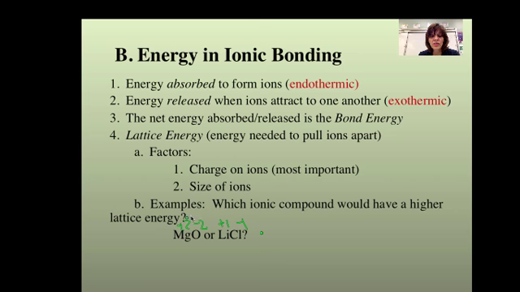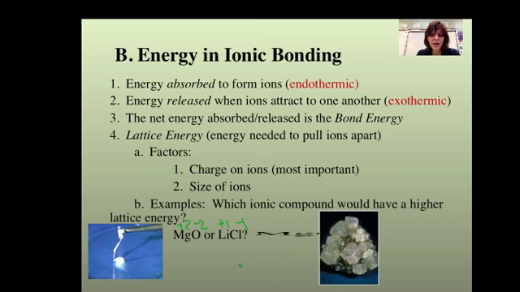This +2 and -2 has a stronger charge, stronger attraction than +1, -1, because there's more charge difference. So when you form these ions, magnesium oxide releases more energy and also takes more energy to be pulled apart. It's got the higher lattice energy.